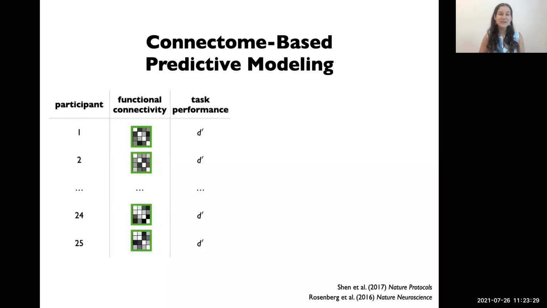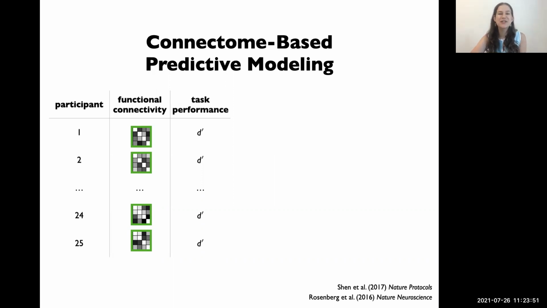The way that we did this was with a technique known as connectome-based predictive modeling. This approach is described in a protocol published in 2017, led by Xilin Shen, and I encourage you to check it out if you're interested in applying it to your own data. I'll go through it briefly, and again, I'm happy to field questions through the website portal or over email.